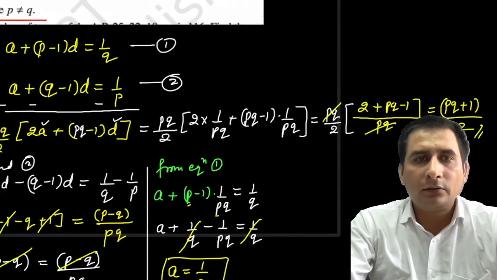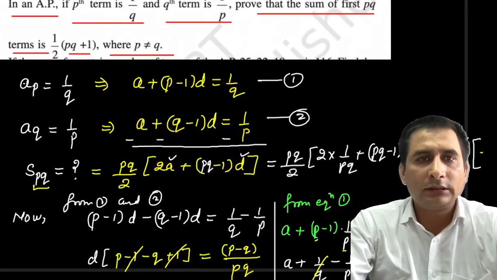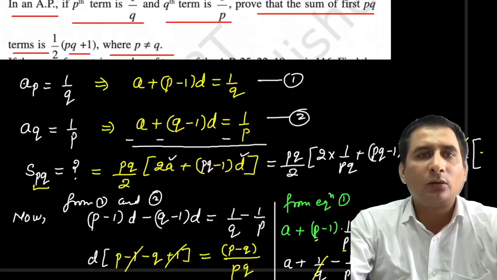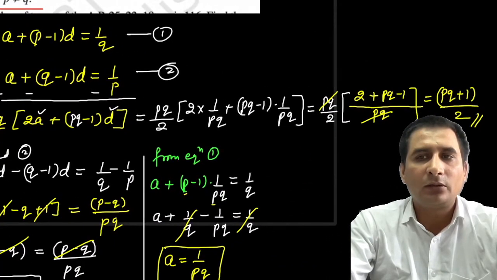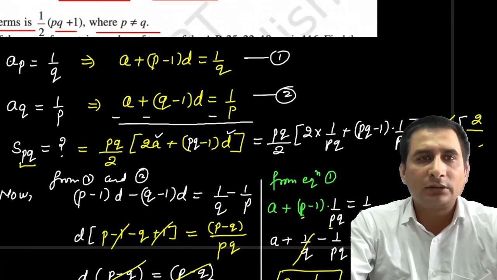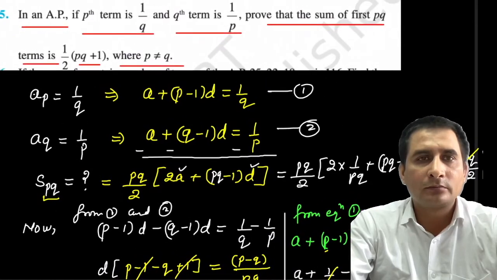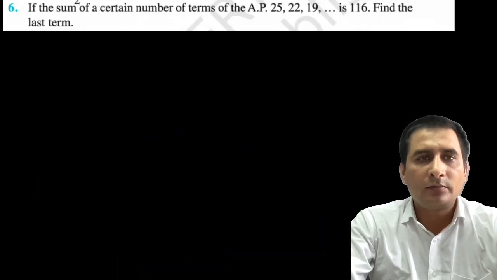Okay, we have to prove it. We need to prove the sum is 1 by 2 into pq plus 1. So yes, it's 1 by 2 into pq plus 1. I hope this question is clear to you all. Now let's move to the next question.